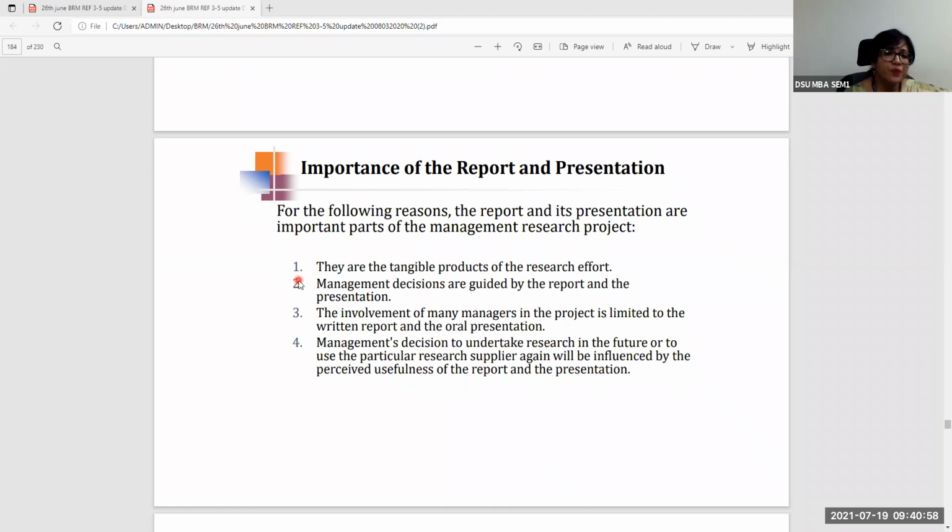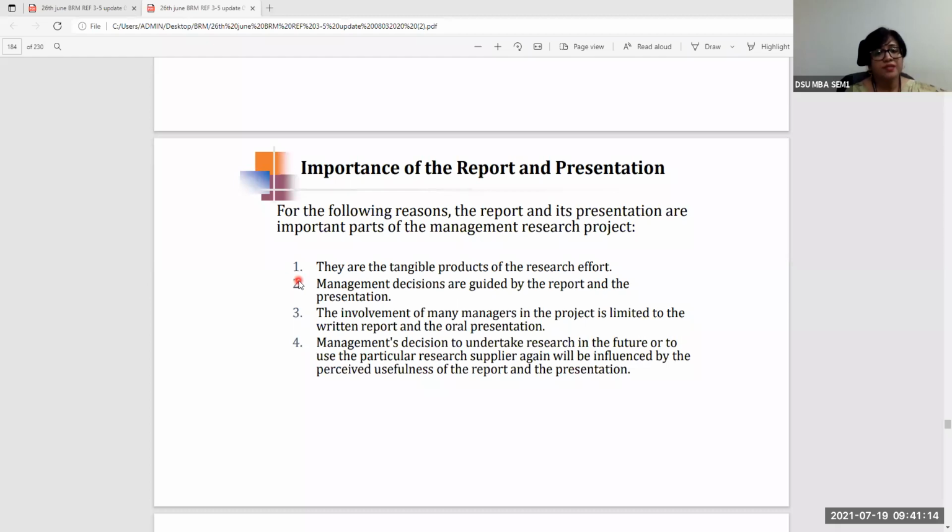So the research report, if you go into the next part of it, the importance of the research report cannot be undermined. It is one of the most critical parts of the conduct of research, and presentation of the same is also an integral part of the research report preparation.